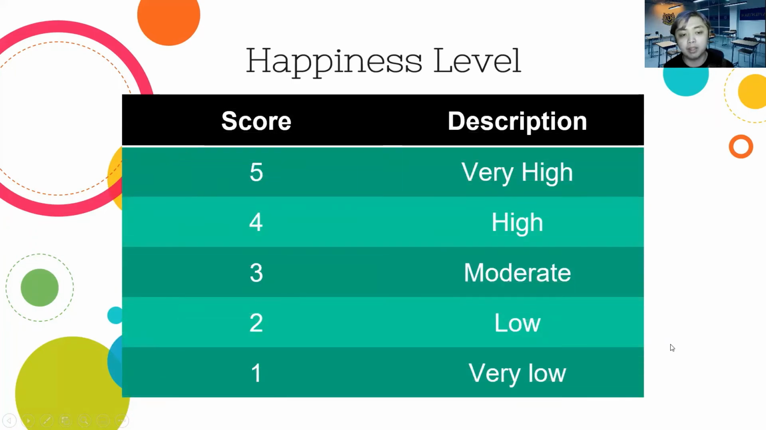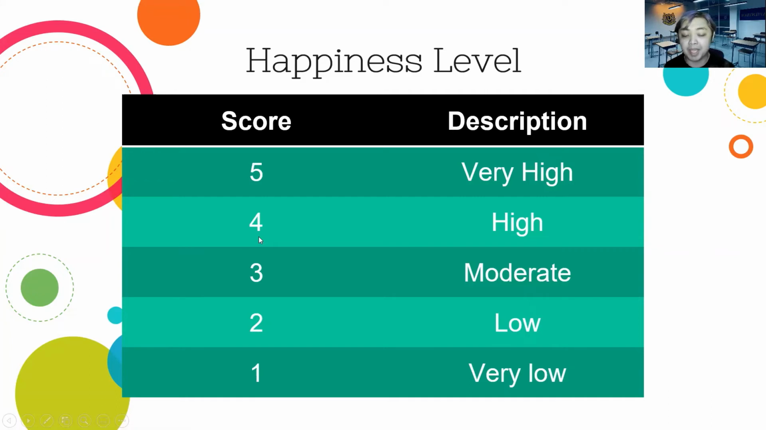We can also use this for behavioral information, say, for example, happiness level. If an individual has a score of 5, it may mean that they have a very high happiness level. 4 is high, 3 is moderate, 2 is low, and 1 is very low. However, we cannot determine if the distance of very high and high is equal to the distance of high to moderate. So we cannot tell the interval or the distance of the score. We can only determine its order.